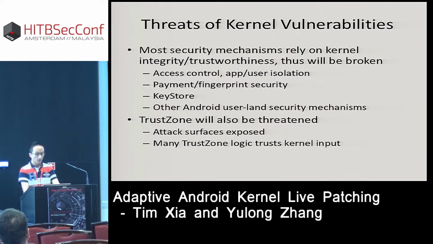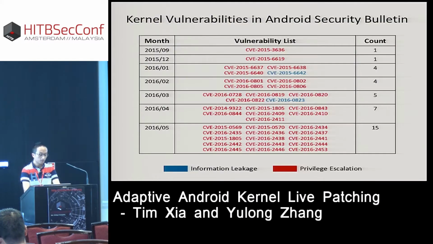From the other side, the trust zone, which is a level lower than kernel, will also be threatened if the kernel is compromised. Because if the kernel is compromised, more attack surfaces will be exposed. The attacker can use some kernel input that trust zone trusts to attack the trust zone. So there have been a lot of talks about this, so we won't elaborate on it.